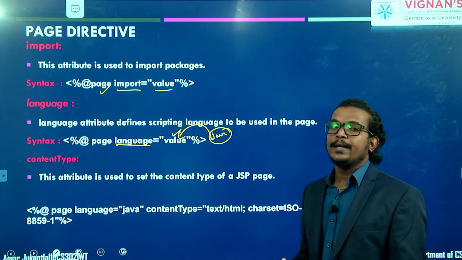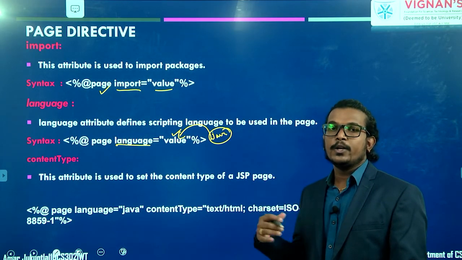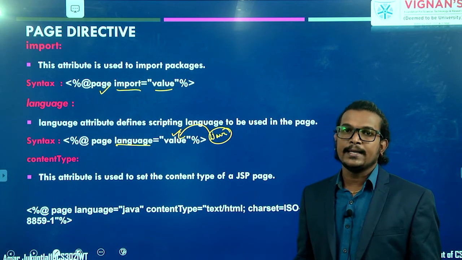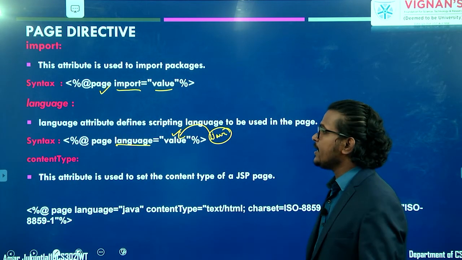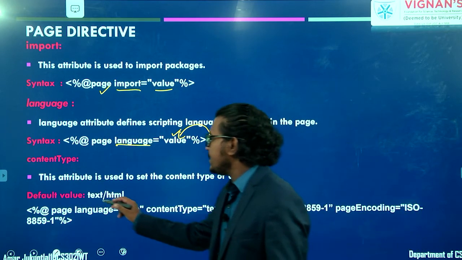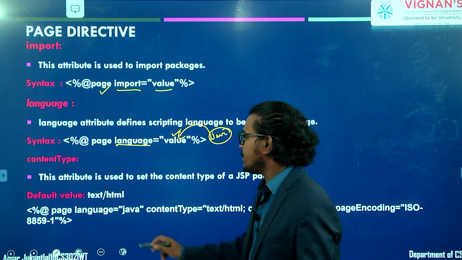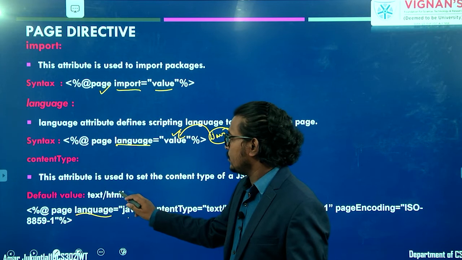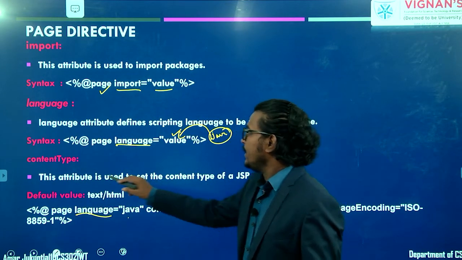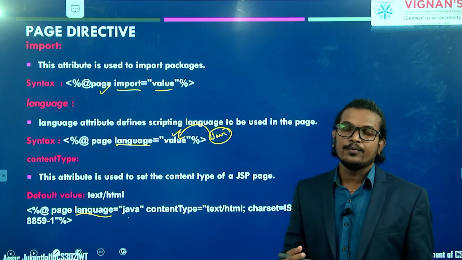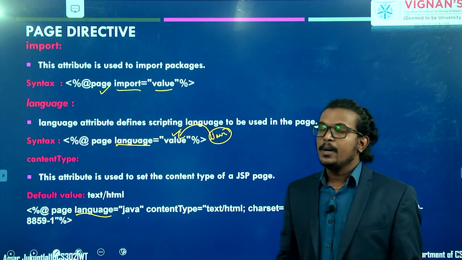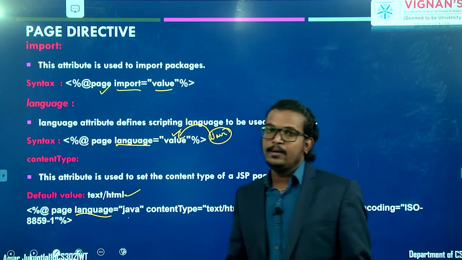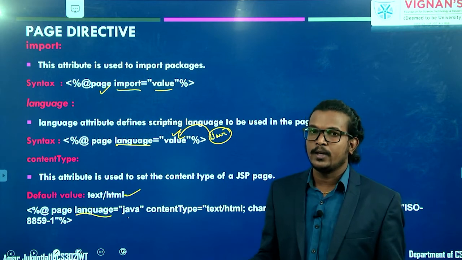And the last one is content type. What type of content you are using in your JSP page, whether HTML code or text, that content information you have to pass here. This attribute is used to set the content for that particular JSP page. By default that attribute is set to text/HTML, because we are using HTML information in the page.